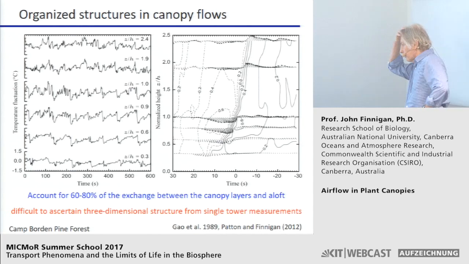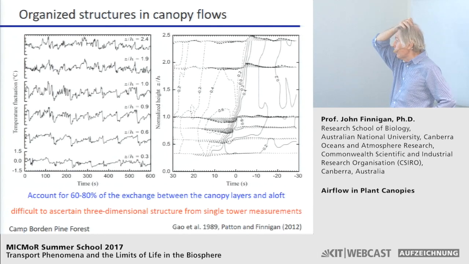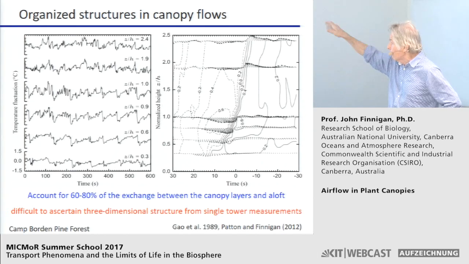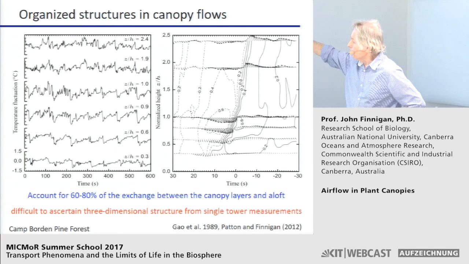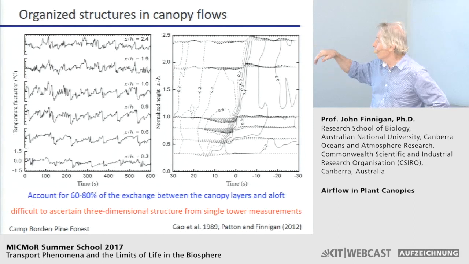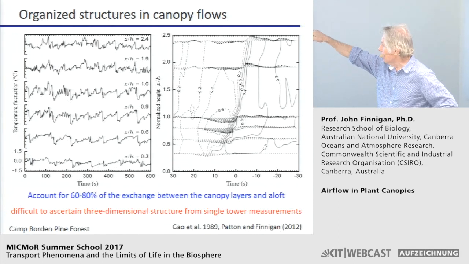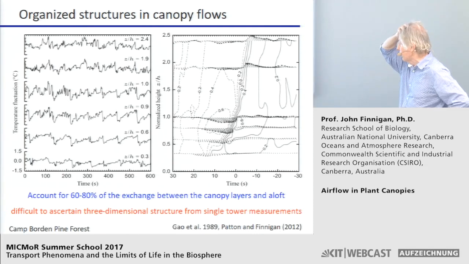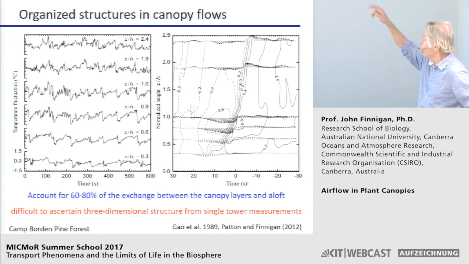In a famous experiment at Camp Borden Pine Forest in Canada, in '89, Roger Shaw, with his student Gao and some others, measured time traces of temperature fluctuations from sonic anemometers at different levels in this pine forest. The top of the canopy is, where are we? Z upon H, so the labels on the traces are the height. So Z upon H equals 1 is the canopy top, then descending into the canopies, the bottom 4 profiles, 3 profiles, and 2 above, up to 2.5 times the canopy height, 2.4 times the canopy height.